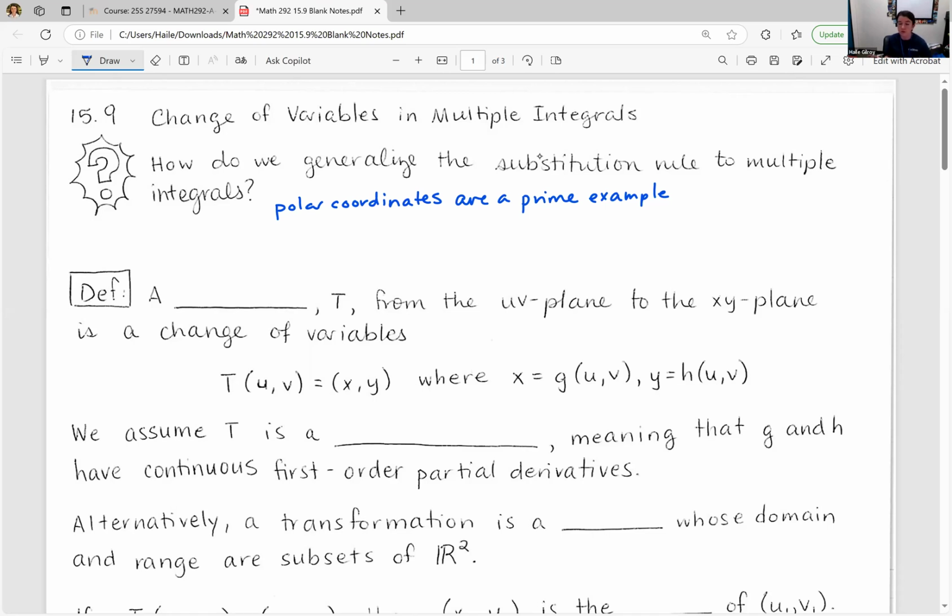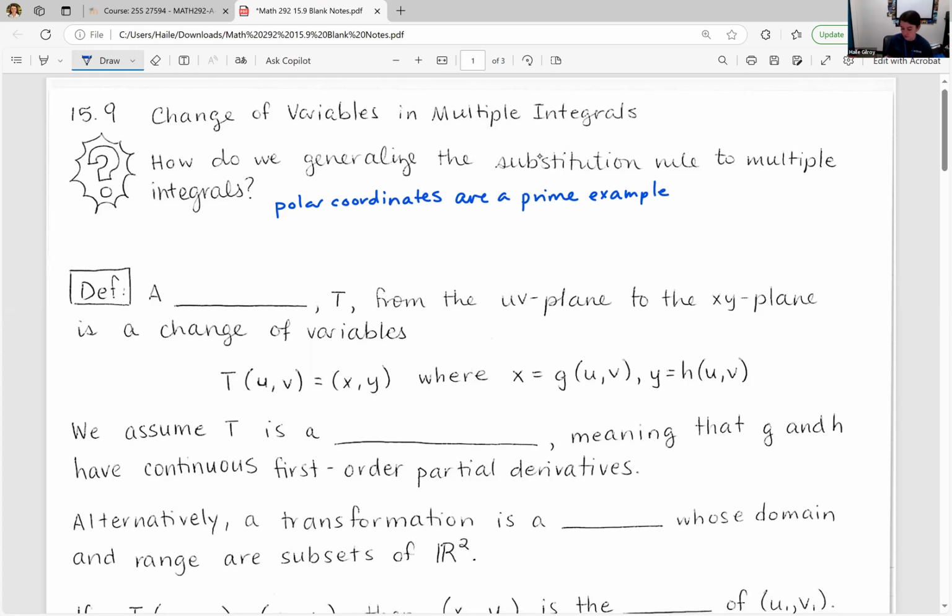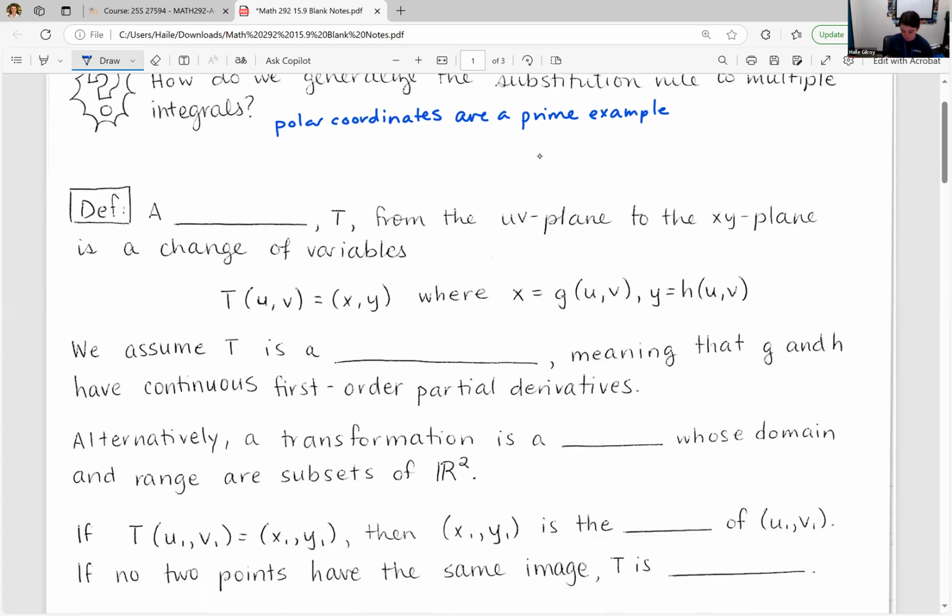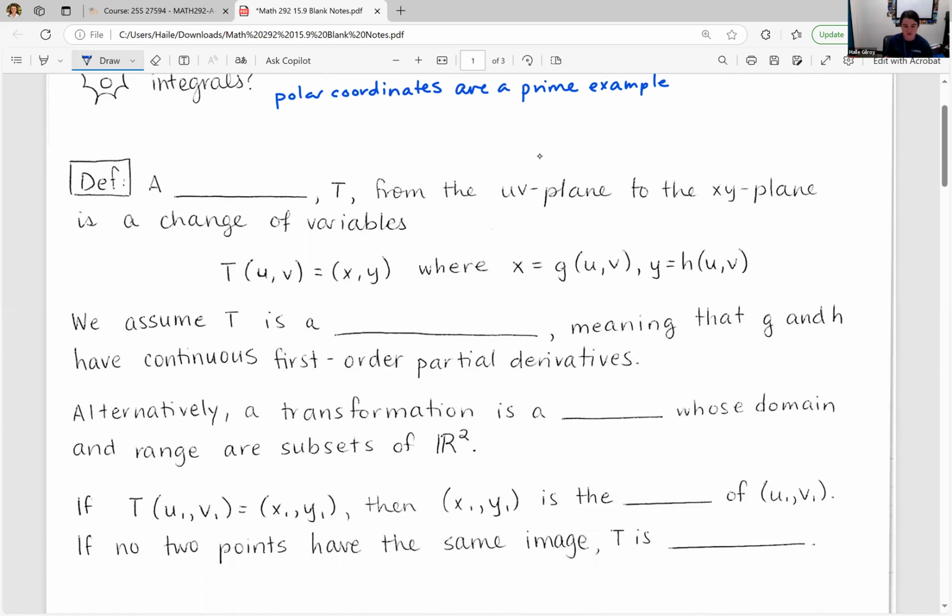And we're going to go into a little bit more theoretical background in order to see how to do this for a general substitution. Polar coordinates are a very specific substitution, but we're going to talk about how to do this for literally any possible change of variables you could want to do. So we're going to start by talking a little bit about some theory. Bear with me here, it's a lot of words.